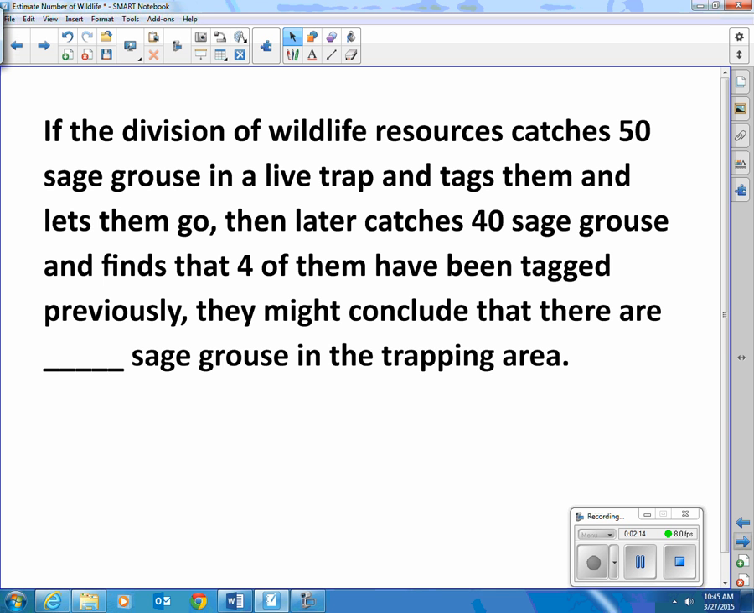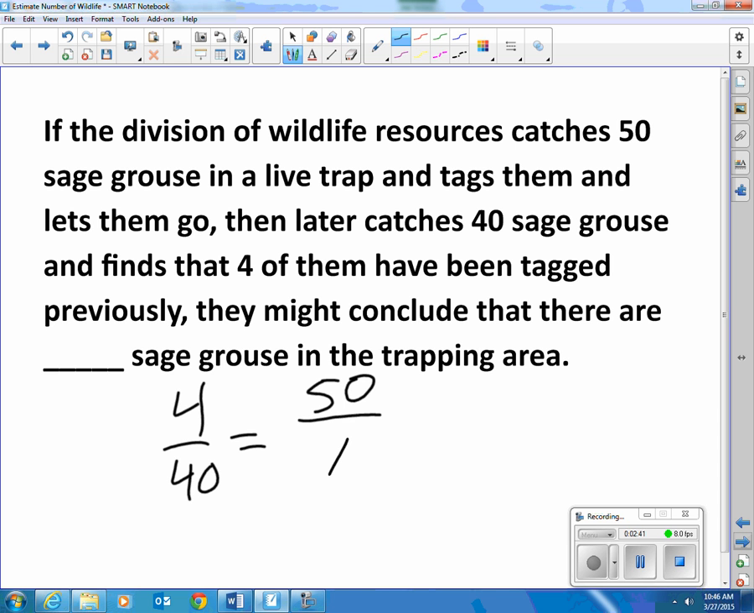So let's do that same thing with grouse. Say we catch 50 and tag them and let them go. And then later we catch 40 and only 4 of those are marked. So 4 out of 40 we would expect would have the same ratio as 50 marked ones compared to the whole population. We would expect that the marked compared to the total would be the same in both cases if our sample is representative, and we will just assume that.